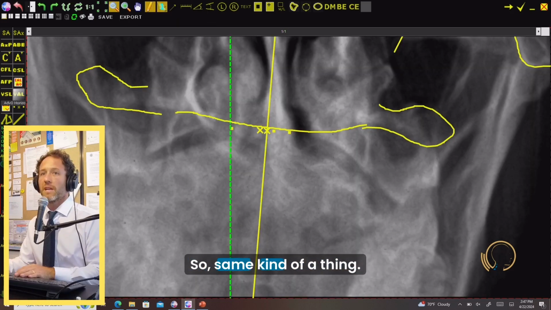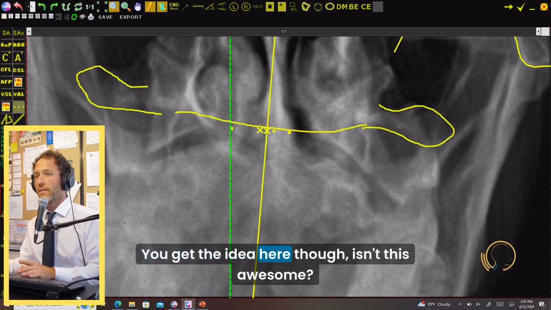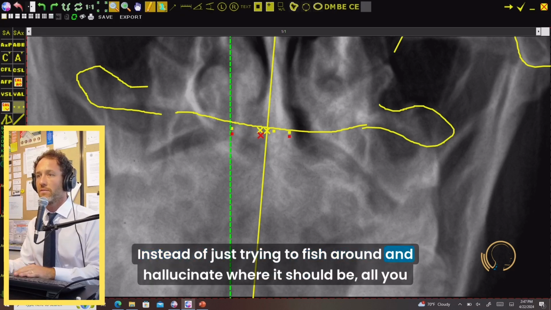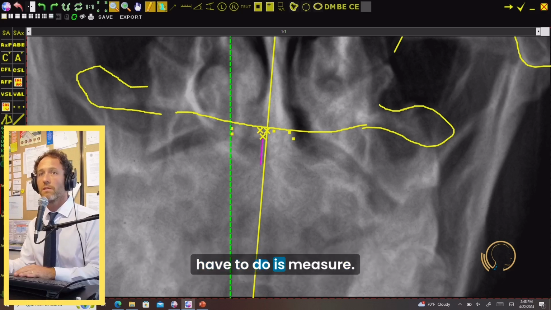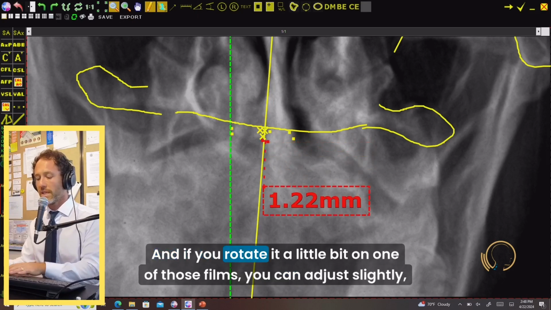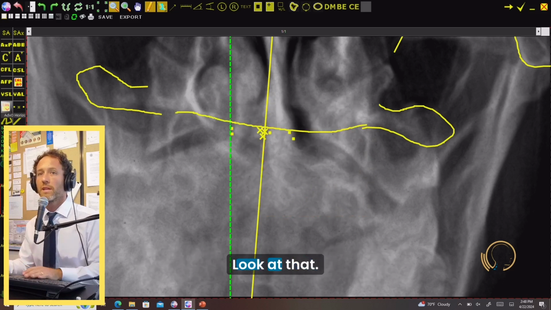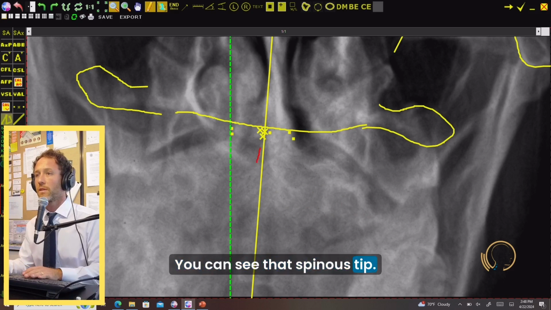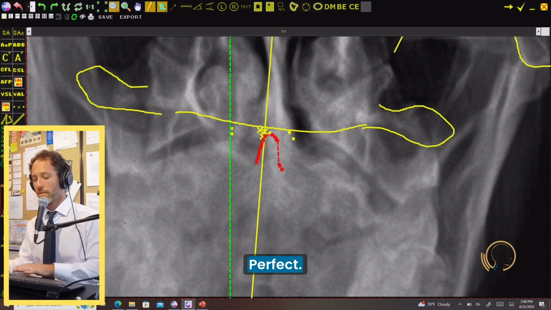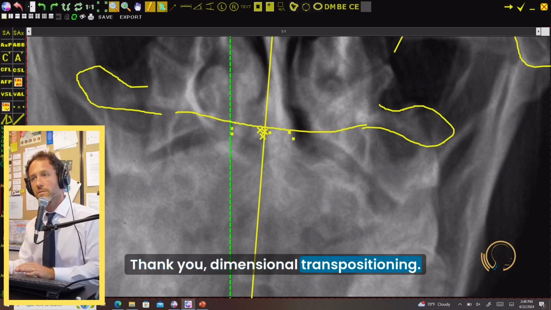Same kind of a thing. You get the idea here, though. Isn't this awesome? Instead of just trying to fish around and hallucinate where it should be, all you have to do is measure. So you should be right around there somewhere. And if you're rotated a little bit on one of those films, you can adjust slightly. See, you can see that spinous tip right there. It just comes out of the woodwork for you. Perfect. Thank you, dimensional transpositioning.